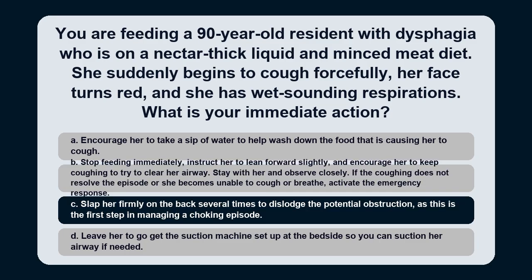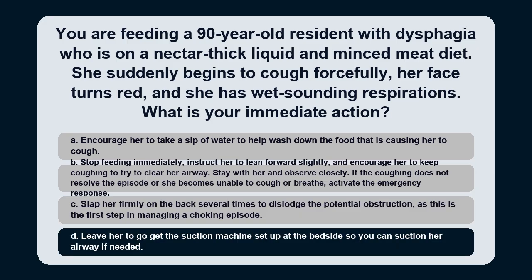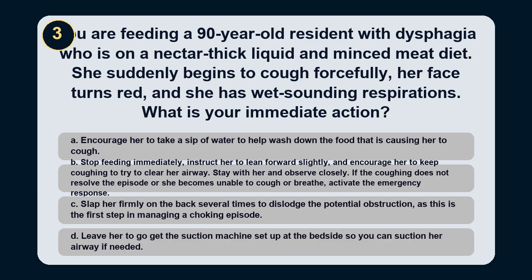Option C. Slap her firmly on the back several times to dislodge the potential obstruction, as this is the first step in managing a choking episode. Option D. Leave her to go get the suction machine set up at the bedside so you can suction her airway if needed.